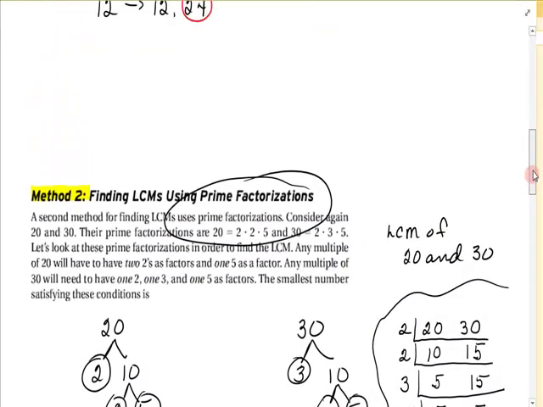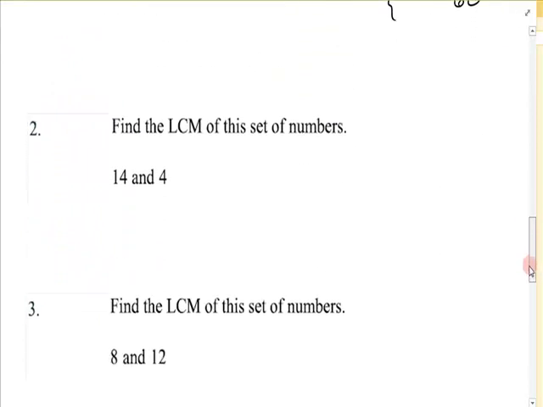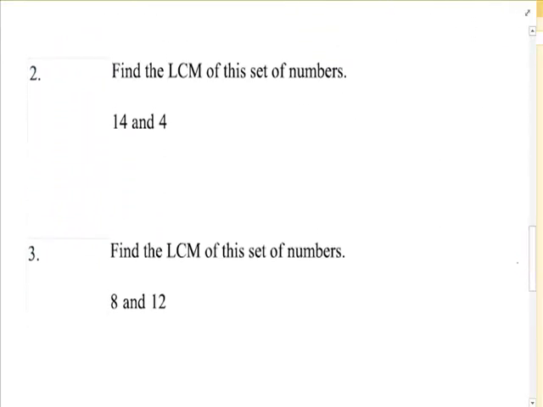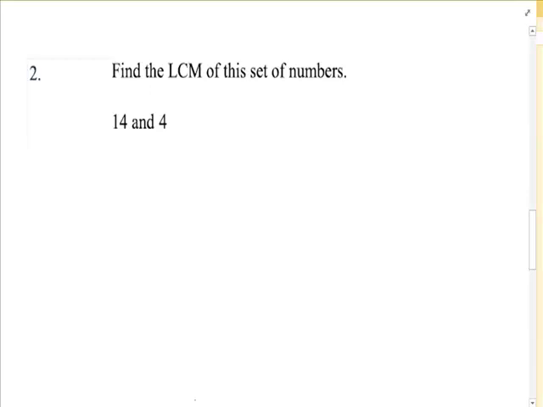And where did problem number 1 go? It looks like I lost it. Okay, I'll start with number 2. It says find the least common multiple of this set of numbers. All right, one way, if I use method number 1, I have 14 and 4. Let's go to the big number, 14. Let's look at its multiples.